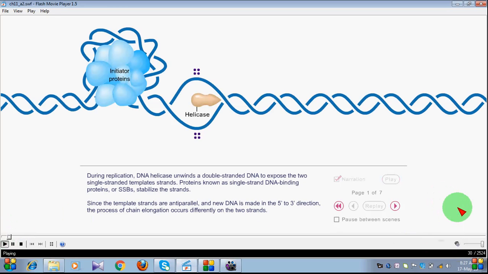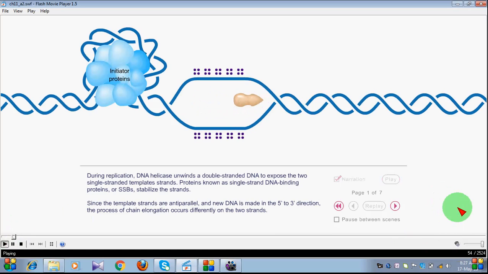Replication: DNA helicase unwinds a double-stranded DNA to expose the two single-stranded template strands. Proteins known as single-strand DNA binding proteins, or SSBs, stabilize the strands. Since the template strands are anti-parallel and new DNA is made in the 5' to 3' direction, the process of chain elongation occurs differently on the two strands.